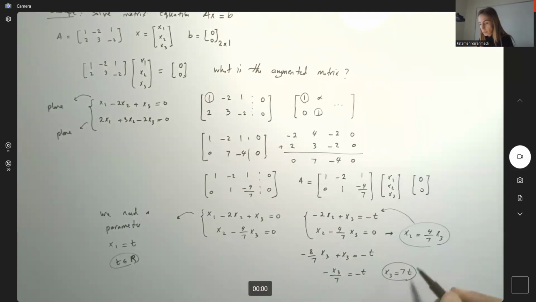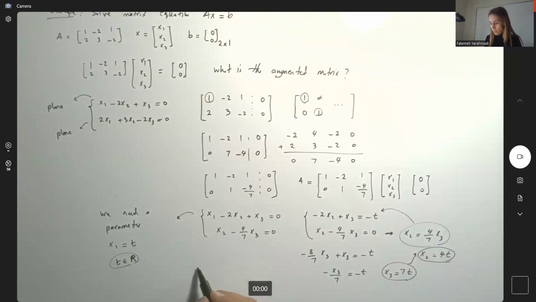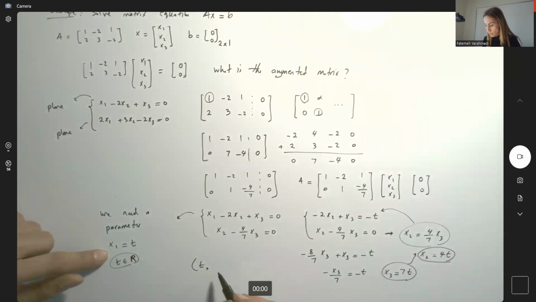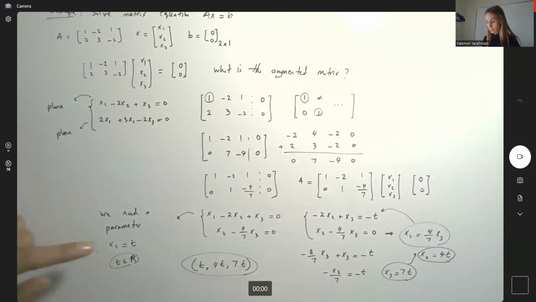Since x3 is 7t, we can just convert that back, and x2 becomes just 4t. So the solution that you're going to see is t, 4t, and 7t. So you have infinitely many solutions because t belongs to R. Infinitely many solutions.